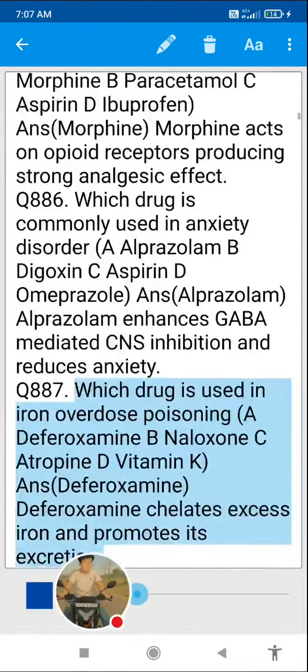Q887. Which drug is used in iron overdose poisoning? A. Deferoxamine. B. Naloxone. C. Atropine. D. Vitamin K. Ans. Deferoxamine chelates excess iron and promotes its excretion.